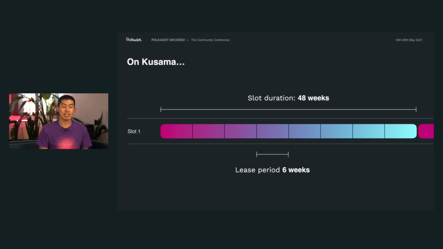On Kusama, this is going to be a little bit shorter. The slot duration here is only 48 weeks, which is approximately 1 year, and the lease periods are only 6 weeks long. Of course, we do this a little bit faster on Kusama because it's a canary network for Polkadot. We want to see all of these state transitions of parachains happening more quickly, to make sure that everything's running smoothly and that we're getting what we expect.